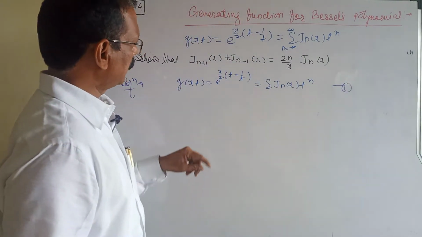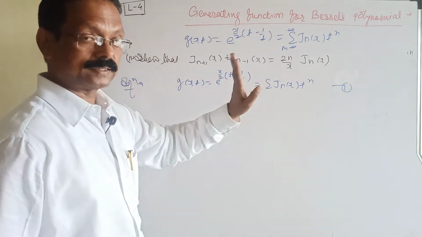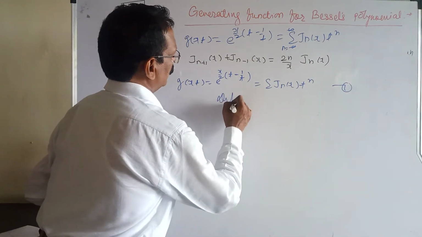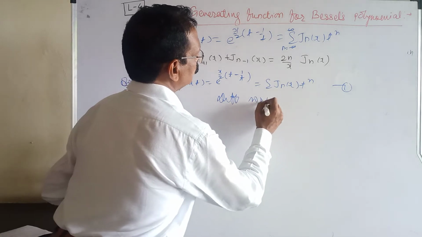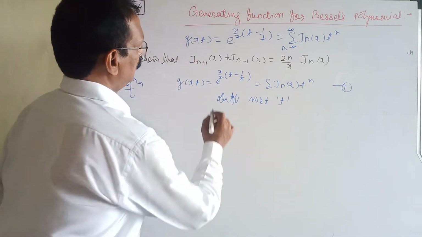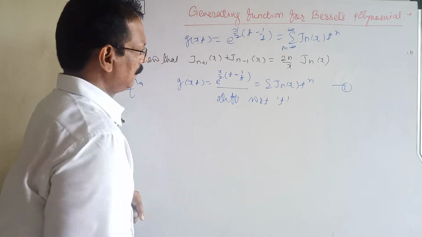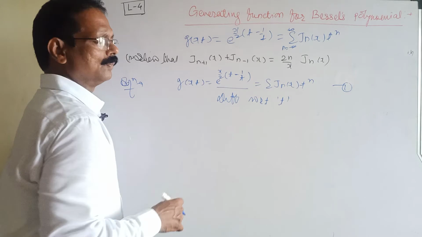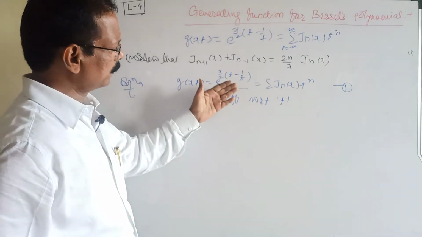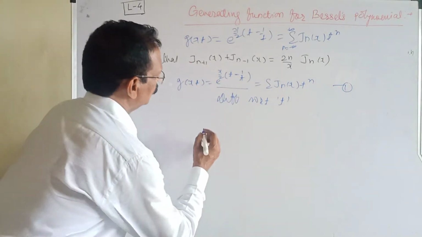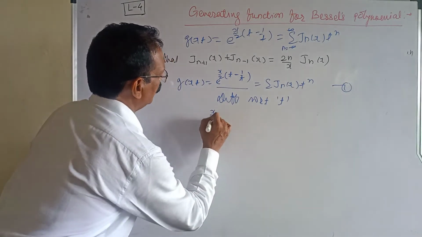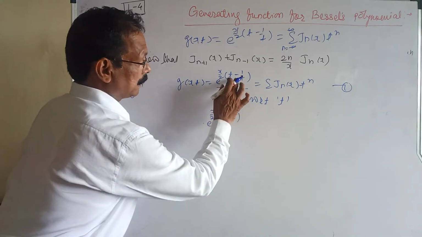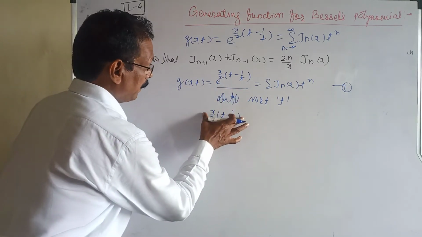Now as I told you, if there is Jn plus 1, Jn minus 1 and Jn of x, then differentiate the generating function with respect to t. Here is the left hand side and here is the right hand side. So e raised to something: what is the derivative of e raised to something? It is e raised to something as it is, into d by dt of that something. So it is e raised to x by 2 into t minus 1 by t as it is, into the differentiation of the bracketed term.